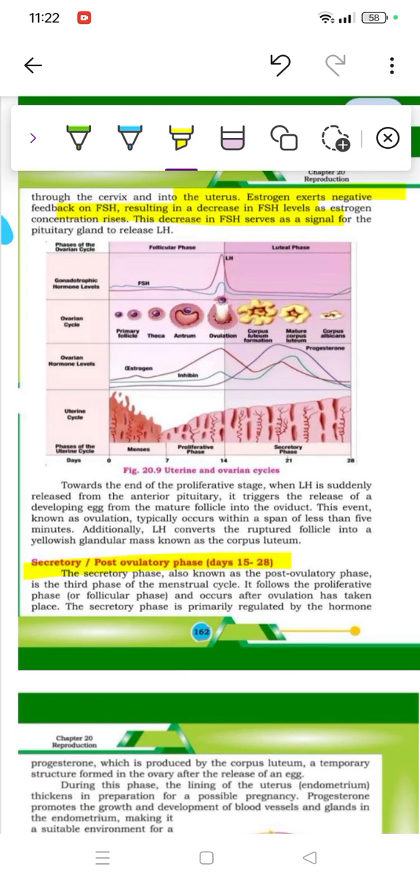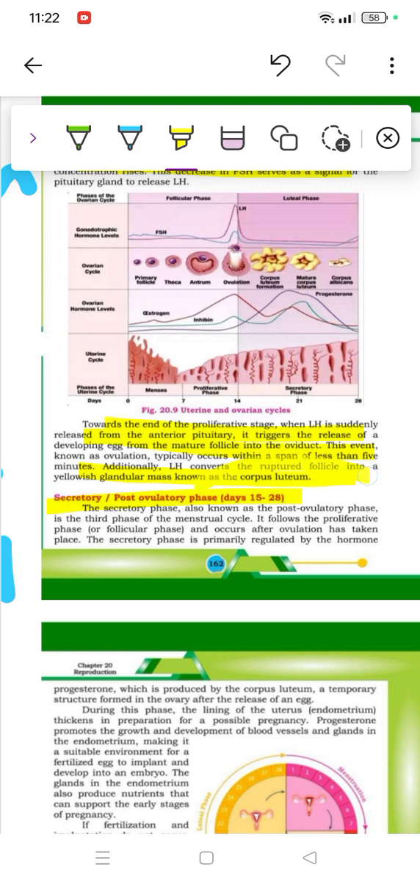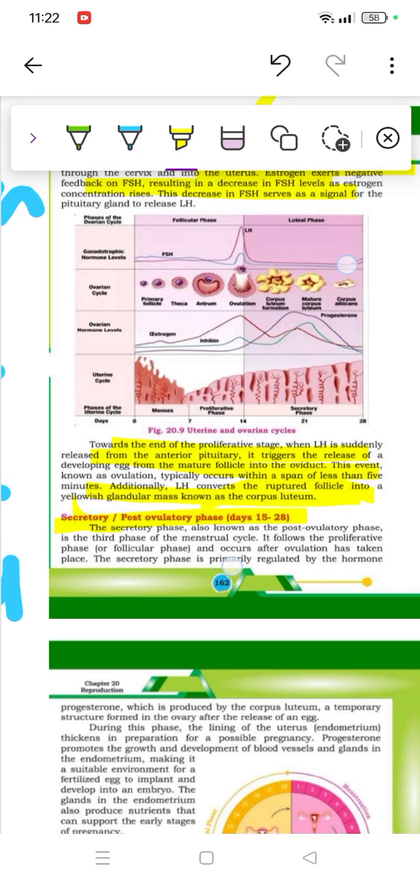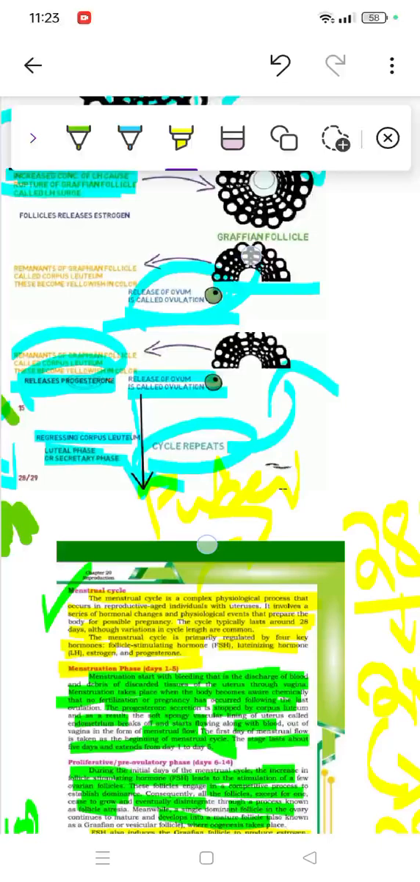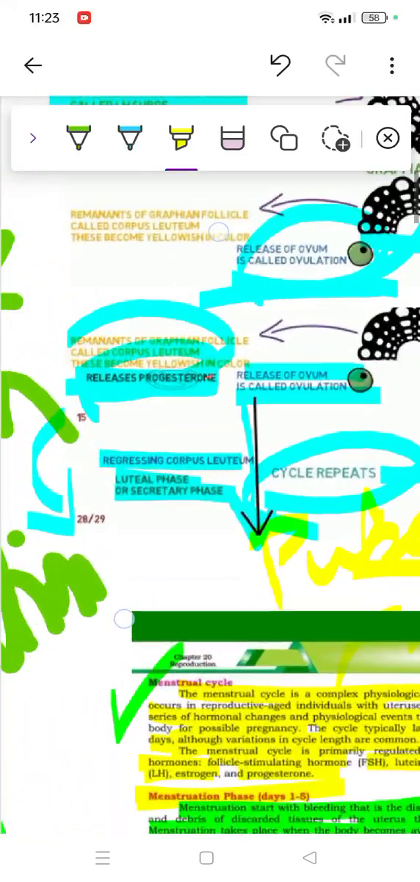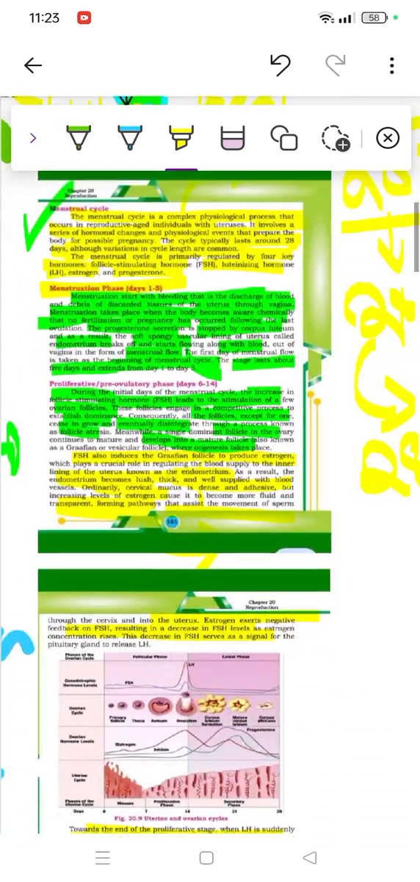Then towards the end of the proliferative stage, LH is released from the anterior pituitary, and LH converts the ruptured follicle into yellow. This ruptured follicle is a yellowish, glandular mass, known as the corpus luteum. I'm sure there would be a picture. Yes, here comes the corpus luteum: the follicle ruptures, so there will be a yellowish material that's called the corpus luteum. So I'm sure it will be clear.